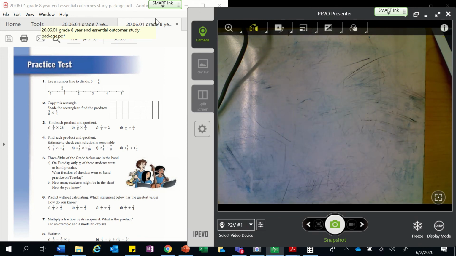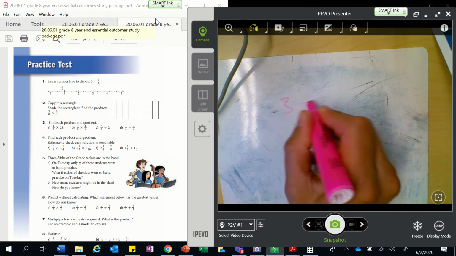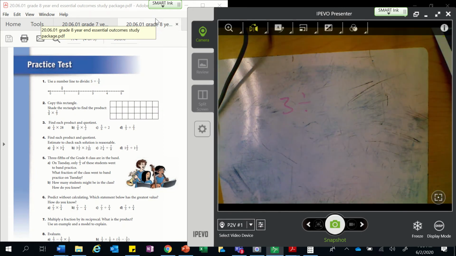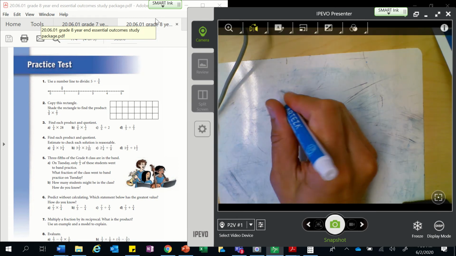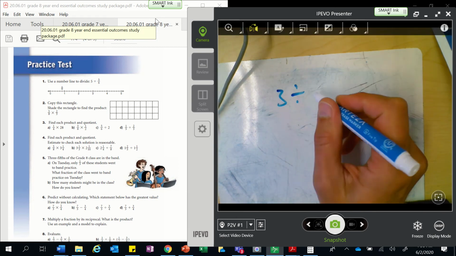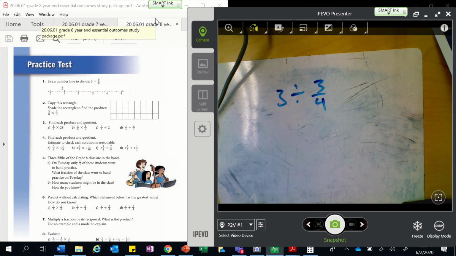So first off, I'm going to do an example for you. We'll go 3 divide, oh dear, I'm using a highlighter on a whiteboard. That's not cool. We're going to go 3 divided into 3/4. This is an easy start.